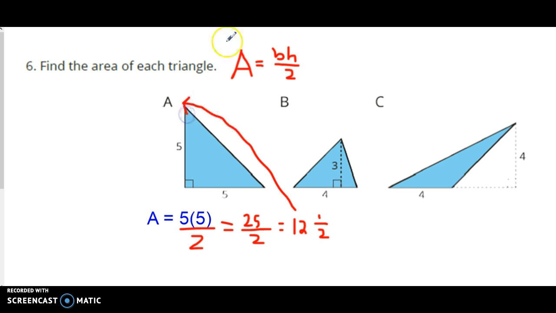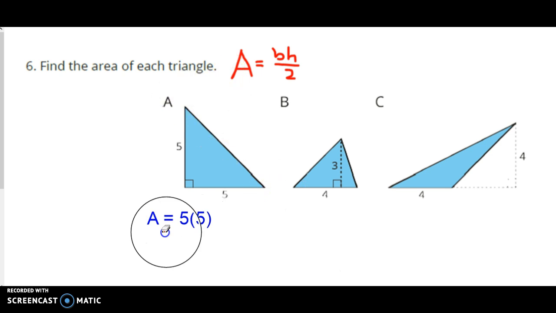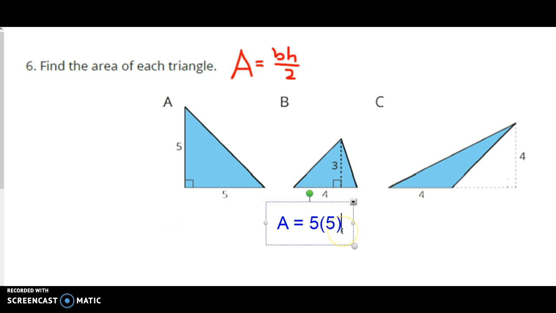Okay. On your own, try B and C. All right, let's review. We will start with B. I know that the area for a triangle is base times height divided by 2, or 1/2 base times height. So here I have base of 4, height of 3, divided by 2. So that's going to give me 12 divided by 2, which we can do in our heads. 12 divided by 2 is 6. So B, the area is 6.